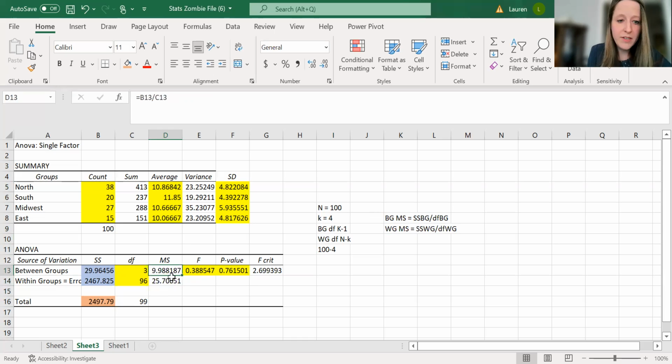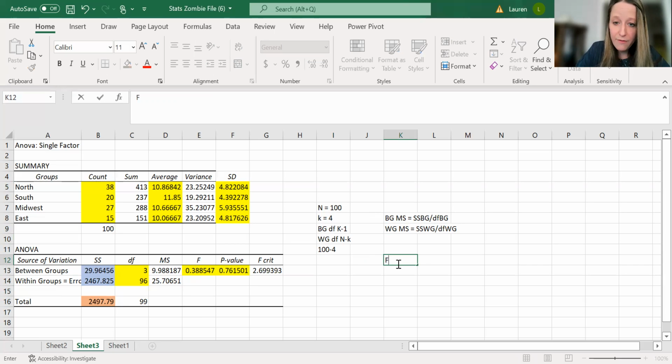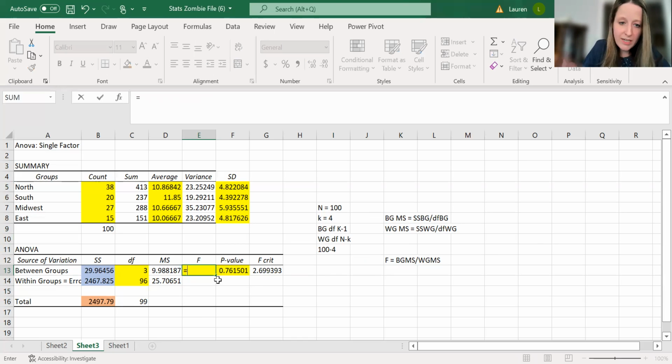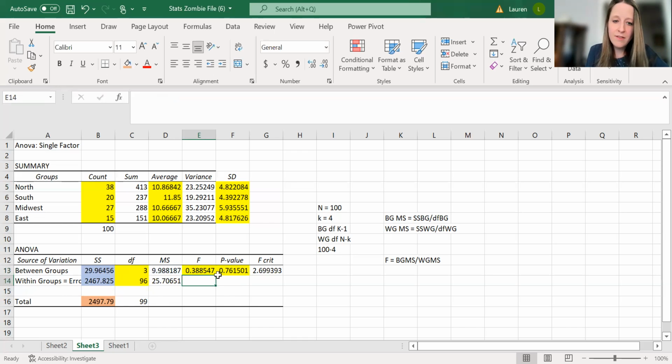Okay. Then to get our final F value, your textbook gives you a formula for F, and it says that F equals your between groups mean square divided by the within groups mean square. So if you didn't have your F here, you could use this formula. Once I have my mean squares, I know that it's the mean square for between groups divided by the mean square within groups. And then I get my F value.